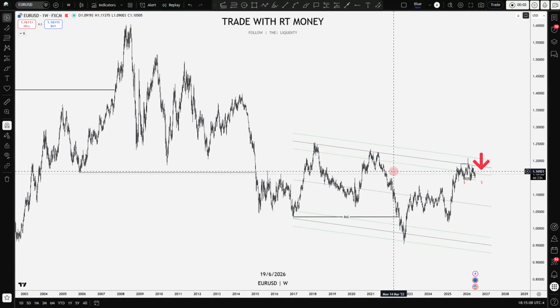Welcome to another weekly Forex Forecast. We're looking at the Euro USD for the upcoming week. Now, first thing we need to go over is the economic calendar. Why? Because we have a lot of interest rate decisions that are going to be made this week.